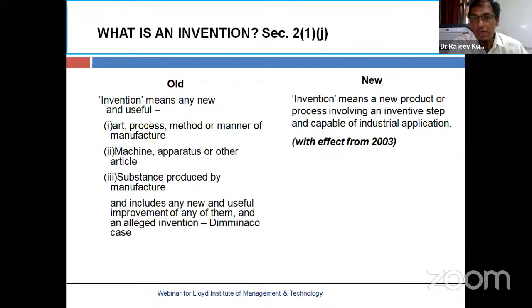So the inventive step is very important, because there are many patents which are being granted only for improvements.